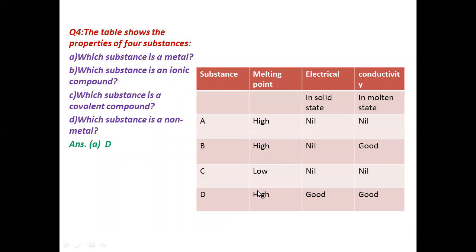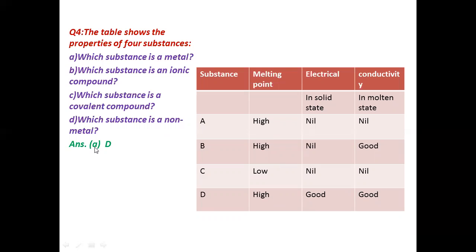So metals have a high melting point, and they are good conductors of electricity in the solid state as well as in the molten state, because you can see solid state and molten state conductivity. So they are good conductors in the molten state as well as in the solid state, and they have a high melting point.